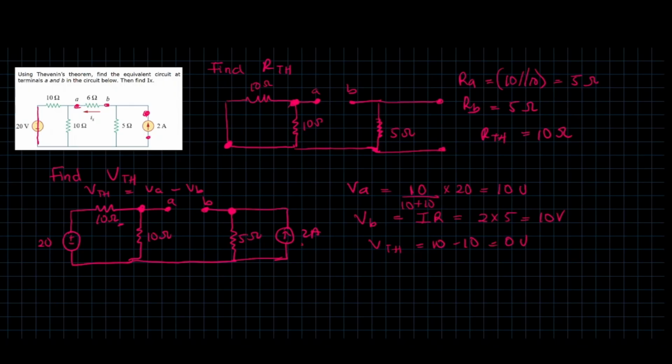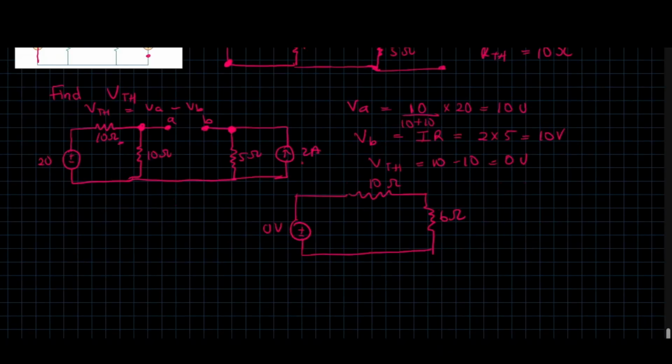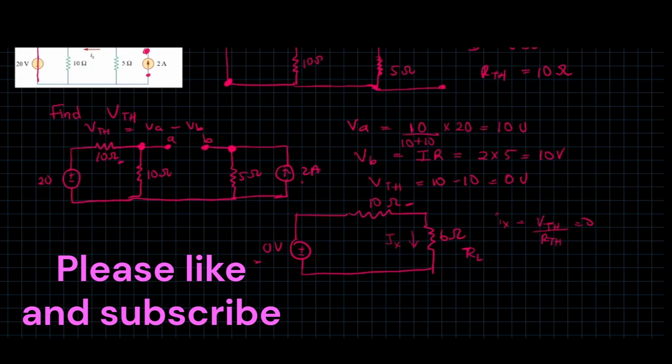And so therefore, when you draw out your equivalent circuit, the equivalent circuit is basically VTH in series with RTH in series with the load resistor RL. And then to find the current going through it, which is IX, is simply IX equals VTH over RTH, which is equal to 0. This is our final answer. Thank you for listening.